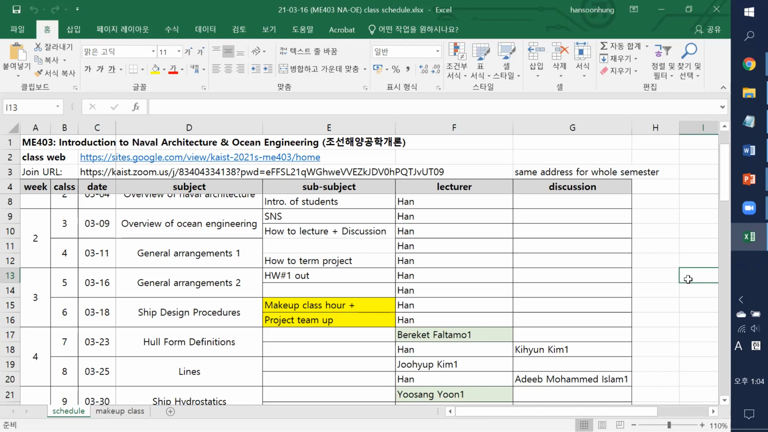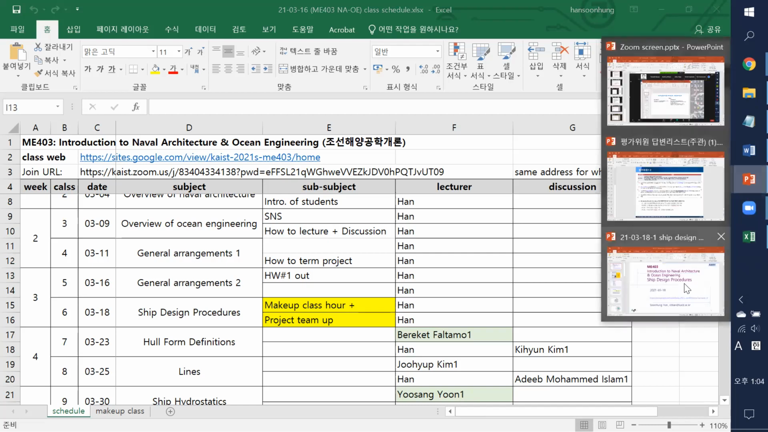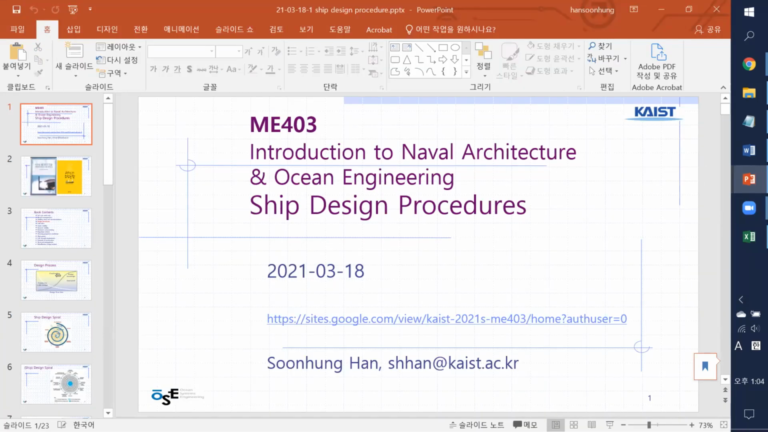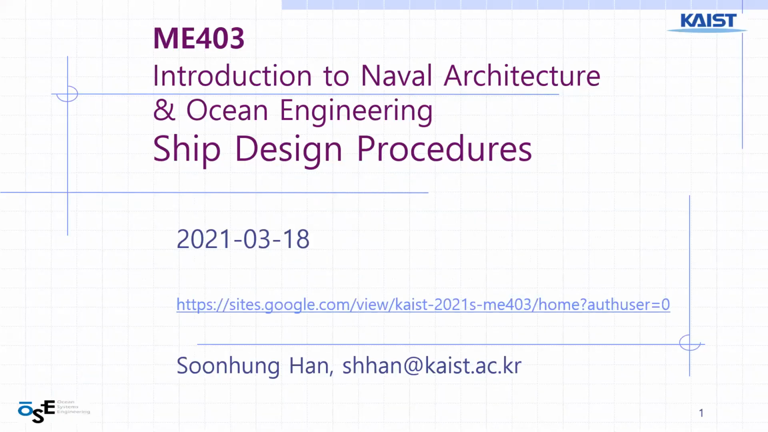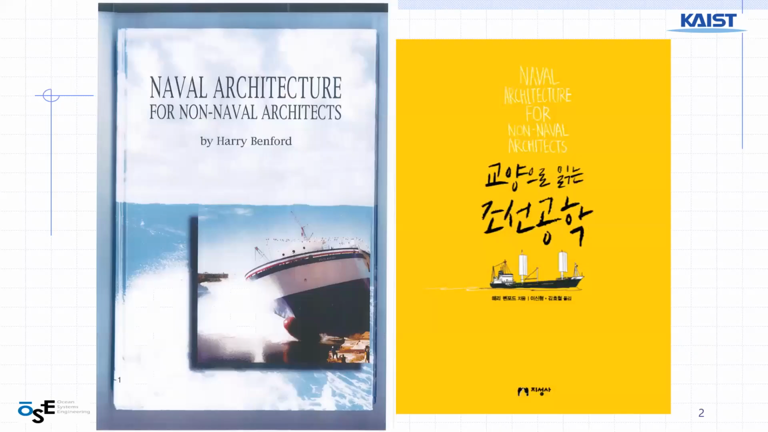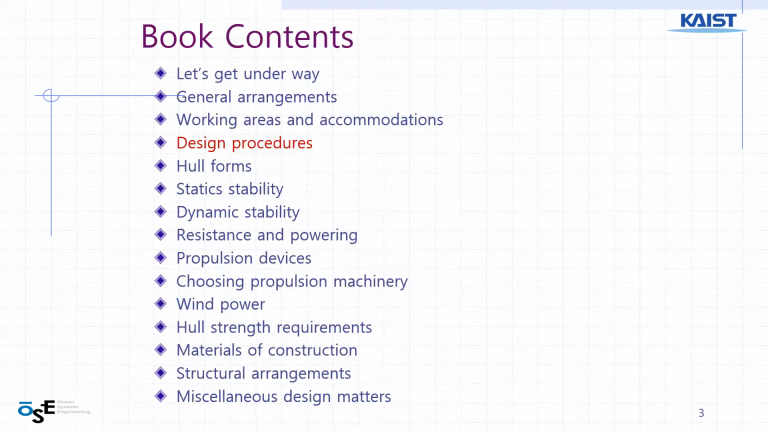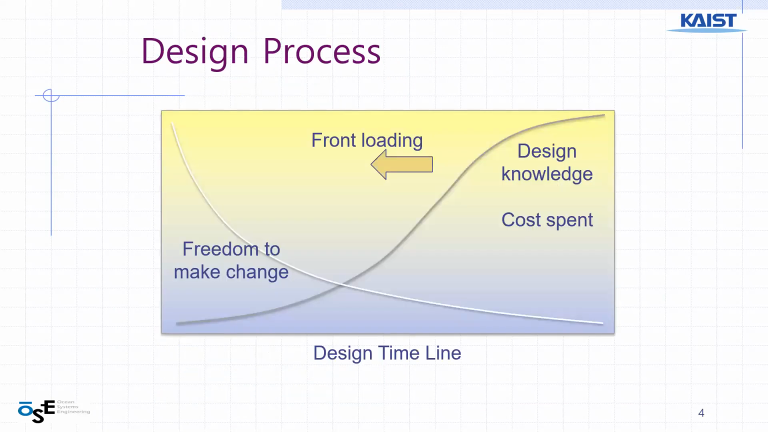All right. So let's start with the material on ship design procedure. This is the book we are covering, and chapter 4 is the design procedure. And this is one of the famous curves which shows the nature of the design. The horizontal axis shows a design timeline. So time is going from left to right.